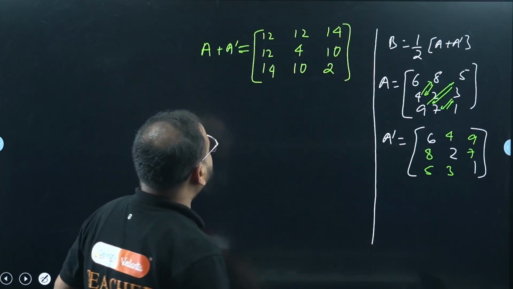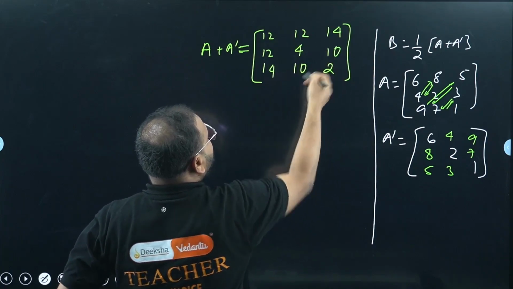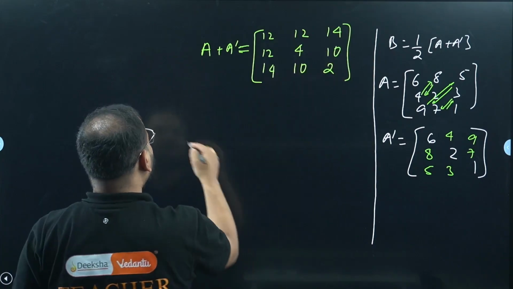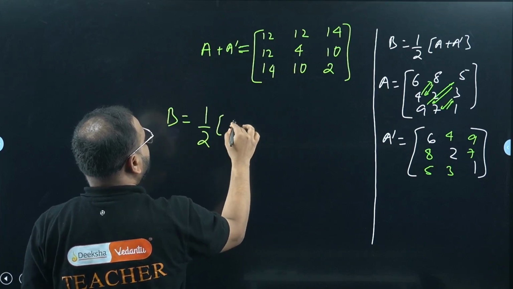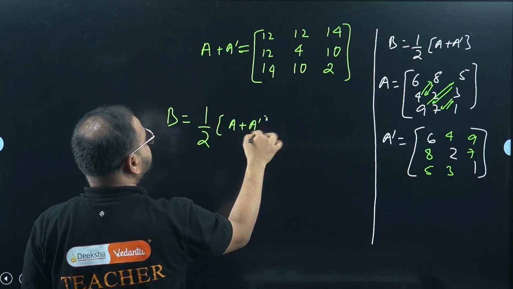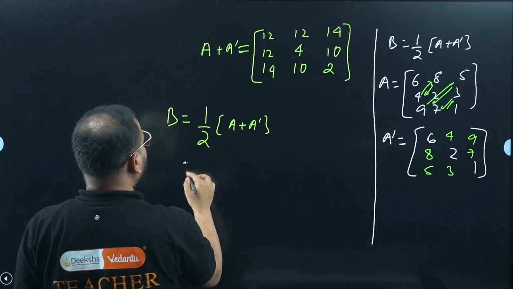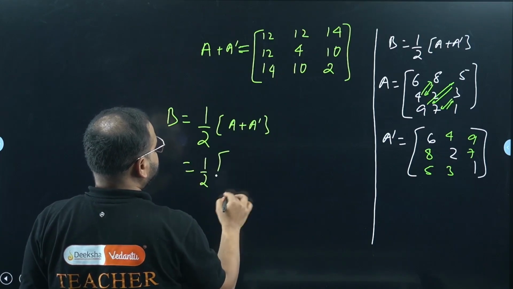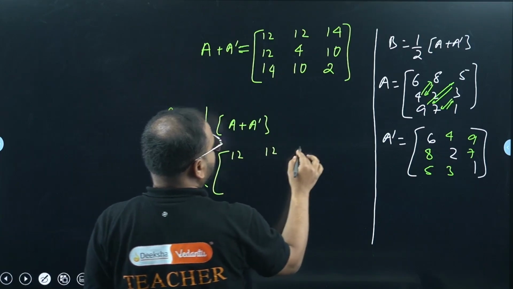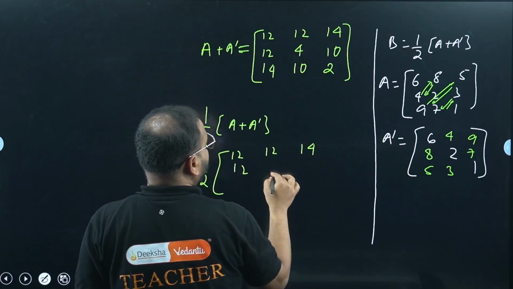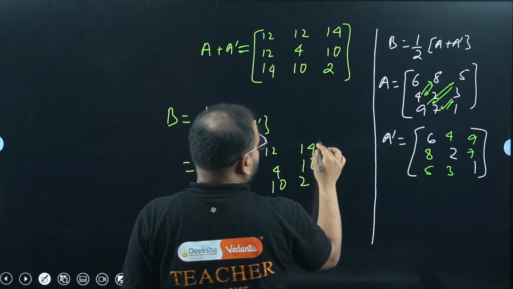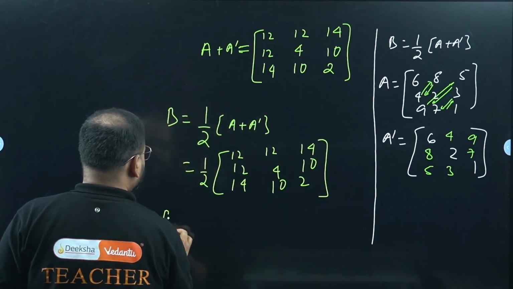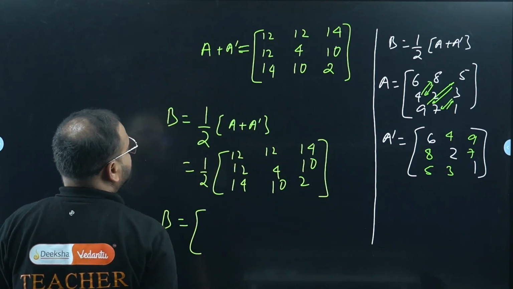Is it symmetric, sir? Check here. Yes, 12, 12, 14, 14, 10, 10. It's symmetric only. So if I have to write for B, what is B equal to? Half of this. So half of 12, 12, 14, 12, 4, 10, 14, 10 and 2. And so I will get B as, what?